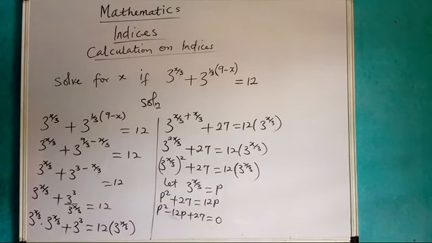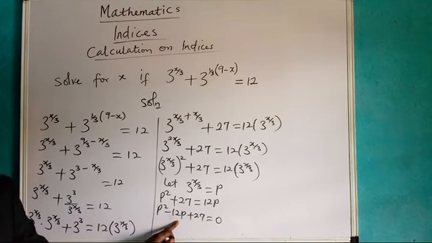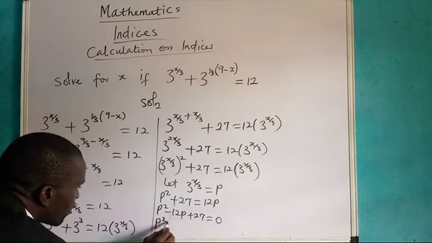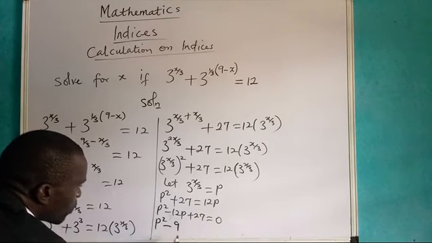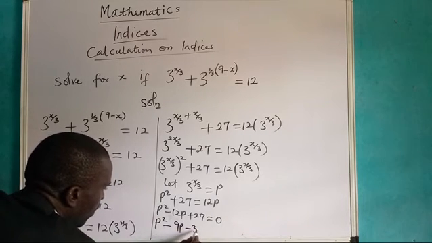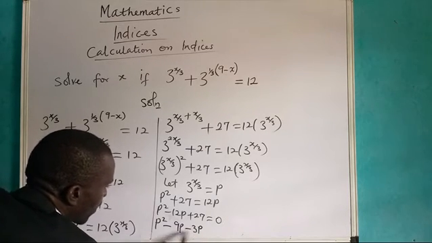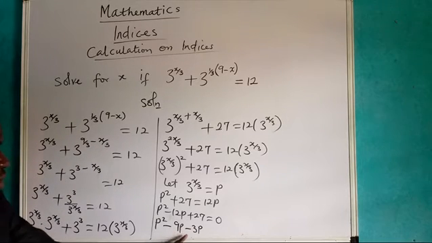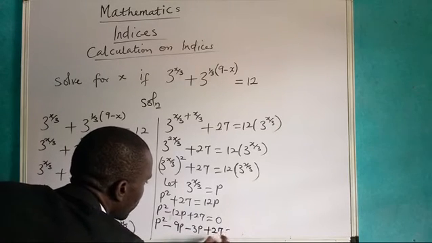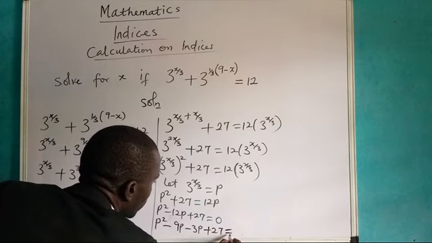Now we have a quadratic equation. I need to factorize the equation. I need to think of two numbers that add up to get the coefficient of p, and when I multiply them, I will have plus 27. And the numbers are simply minus 9 and minus 3. Therefore, I will now have minus 9p, and here will be minus 3p. And when I multiply minus 9 times minus 3, I will have plus 27, equal 0.